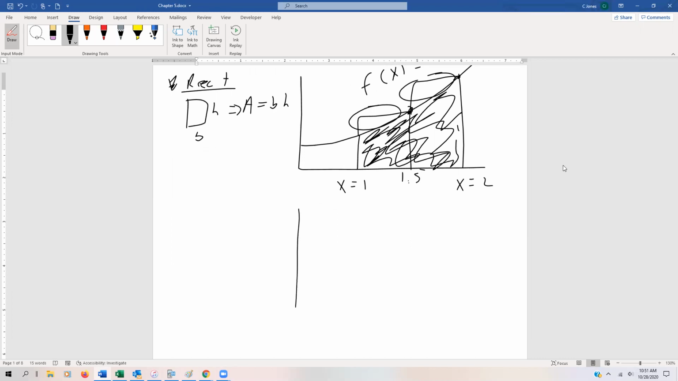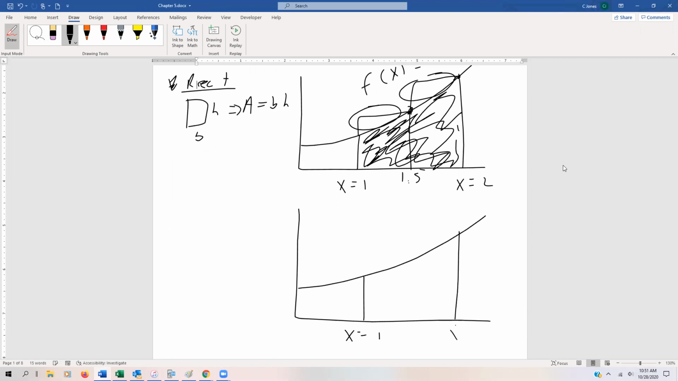Okay, so check this out. The exact same illustration. So here's our graph. Here's x equal 1, and here's x equal 2. And let's say instead of 2 rectangles, let's use 4 rectangles. All right, and these are supposed to be even. And notice this time, there's still some overestimate going on here, but it's not as much.